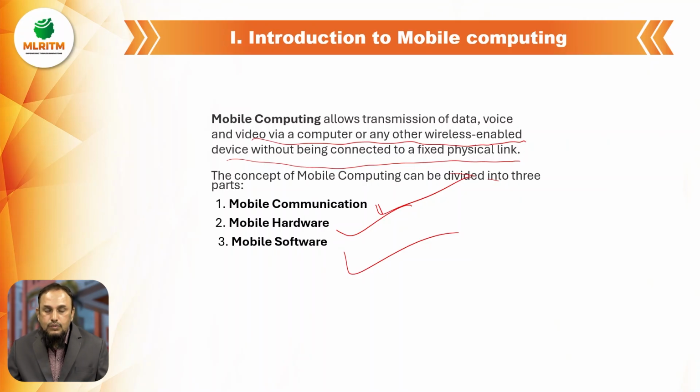Between any two mobile devices, such as the cell phones we generally use for personal communication, there is no physical connection, no fixed wired connection. Remotely, these two devices are connected through mobile computing technology. As I told you, the concept of mobile computing is divided into three parts: first mobile communication, second mobile hardware, then mobile software.